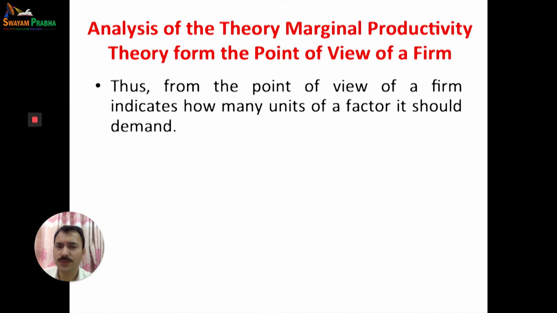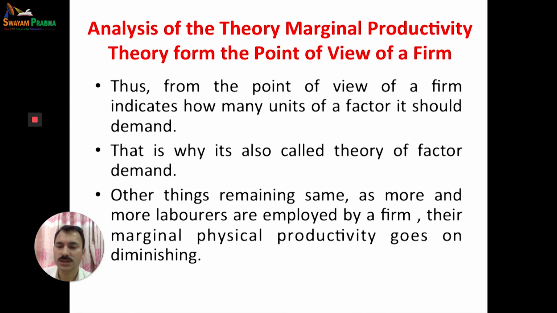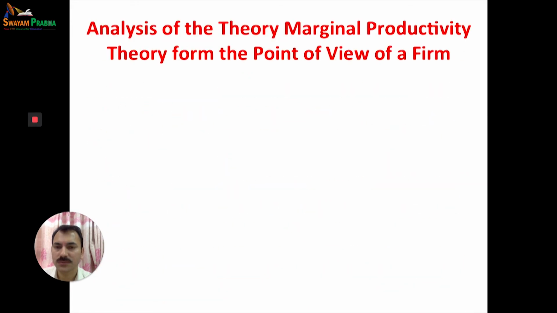Thus, from the point of view of the firm, it indicates how many units of a factor should be demanded. That's why it's also called the theory of factor demand. Other things remaining the same, as more and more laborers are employed by a firm, their marginal product goes on diminishing.